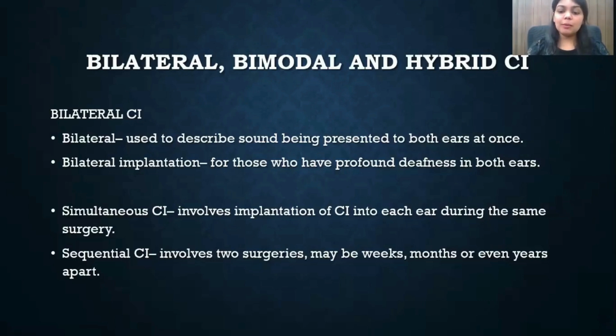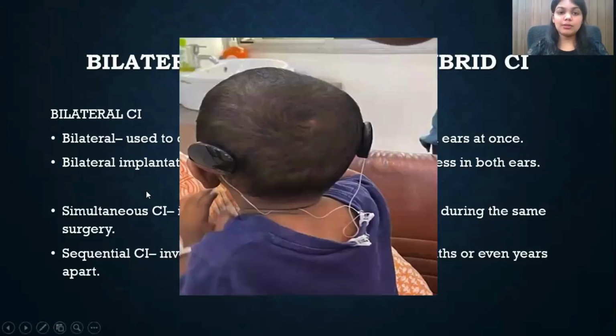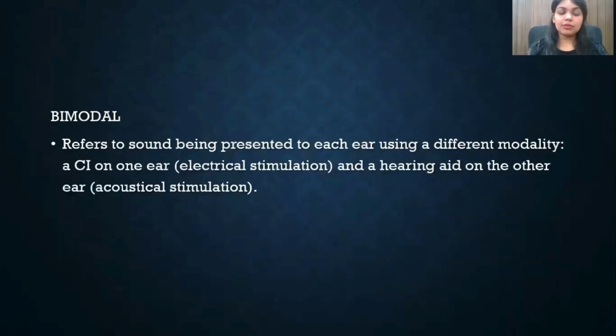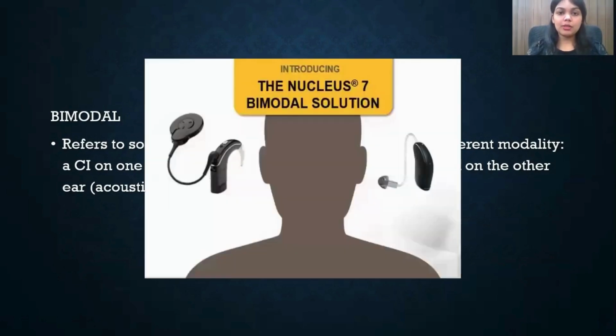So this is how a bilateral CI will look. So you can see CI in both ears. So this will provide electrical amplification, electrical hearing in both ears. Next is a bimodal. So this also can provide binaural hearing, but in this case, one ear will have an electrical stimulation through a cochlear implant, and another ear will have an acoustic stimulation through a hearing aid. So here you can see on one side a cochlear implant, and on one side a hearing aid which will provide acoustic amplification.